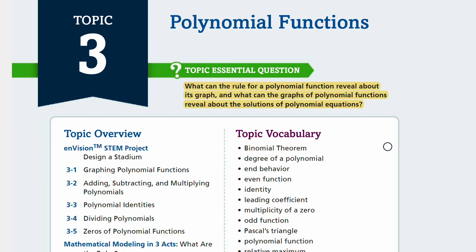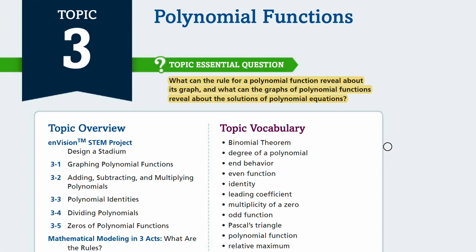So again, this whole topic is all about polynomial functions, so we'll really dive into what polynomial functions are, what the key characteristics are, if they have any properties that are special, and we'll look at their equations and functions and how we can apply them in real life.